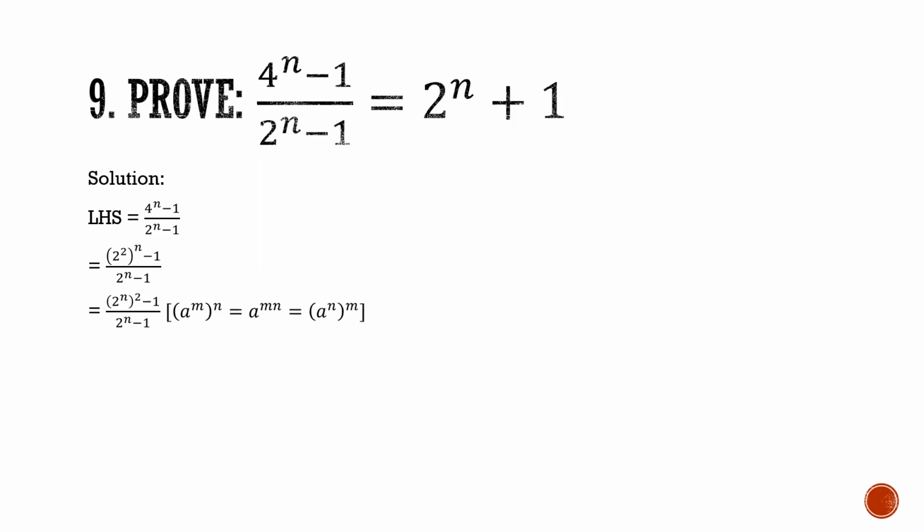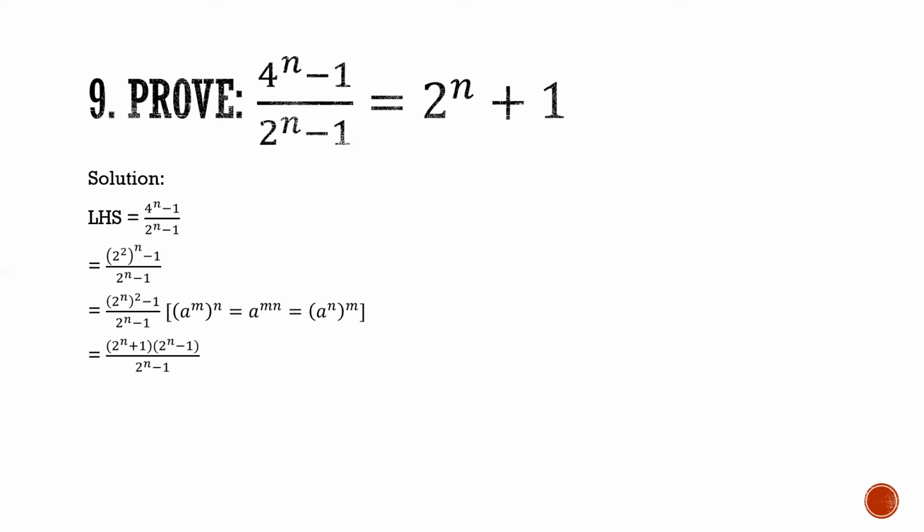So from there we can write it like 2 to the power n whole square minus 1 divided by 2 to the power n minus 1. I have given a side note: a to the power m to the power n is equal to a to the power mn is equal to a to the power n to the power m. Just reversing the power actually, swapping the position of the power.